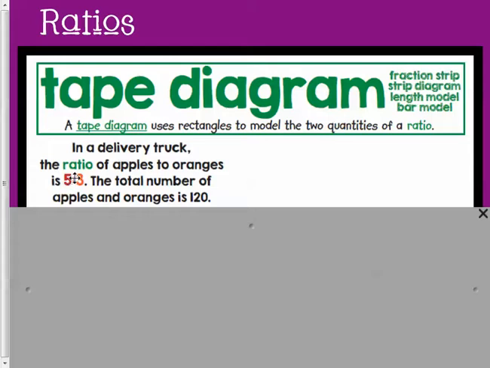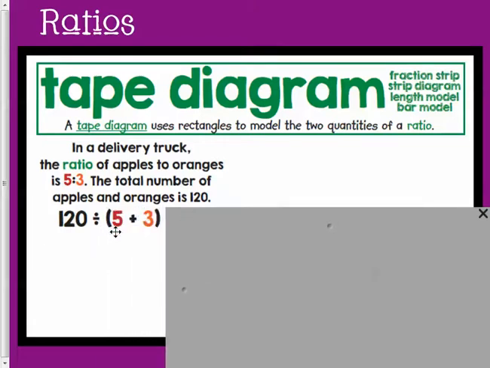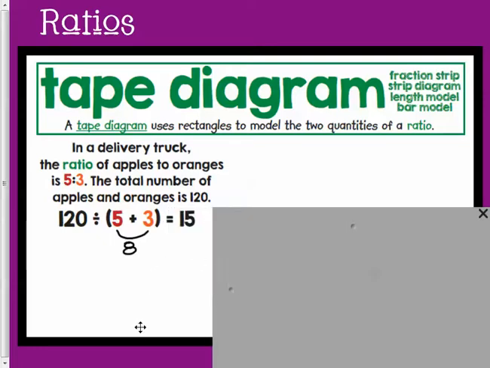So the first thing that we want to do is figure out, if there's 120 total, how many sets of 5 and 3 do we have? So we're going to take 120 and divide that by 5 and 3 added together. So how many sets of 8 do we have? And our answer is 15. Okay, so what does that help us achieve?